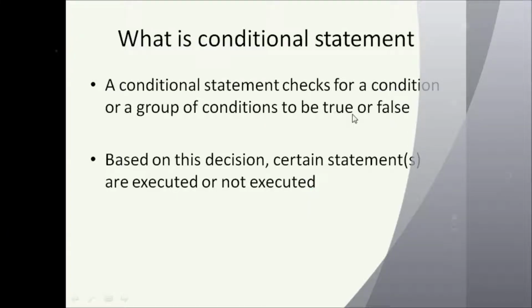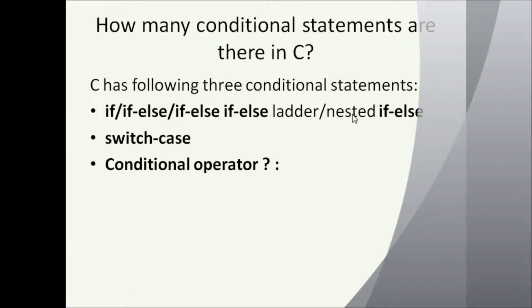So how many conditional statements are there in C? C has three categories of conditional statements. As I have already said, there is the if family, and there are various variants of if. So there is simple if, if else, else if ladder, and nested if else. There is switch case, and there is the ternary operator, which is used for checking conditions, that is, the conditional operator.